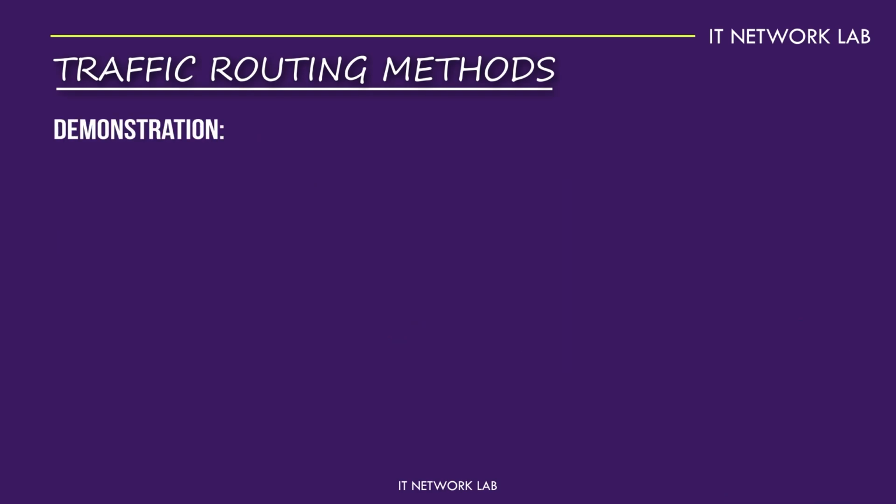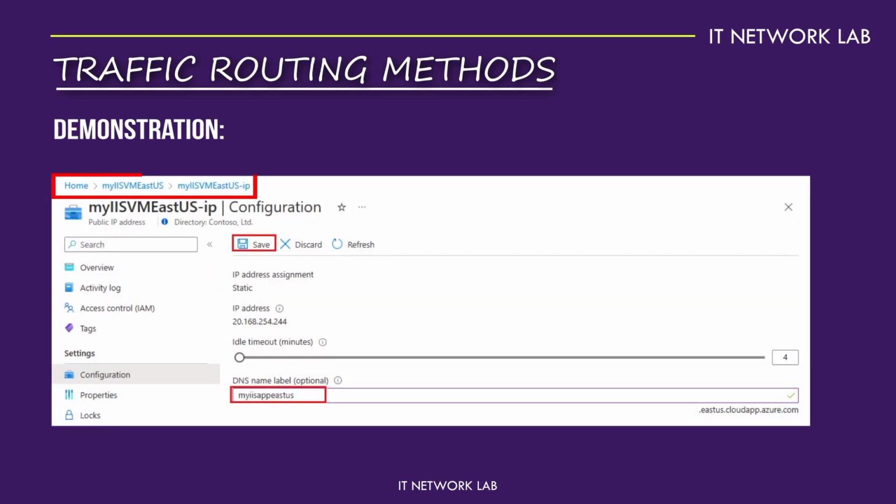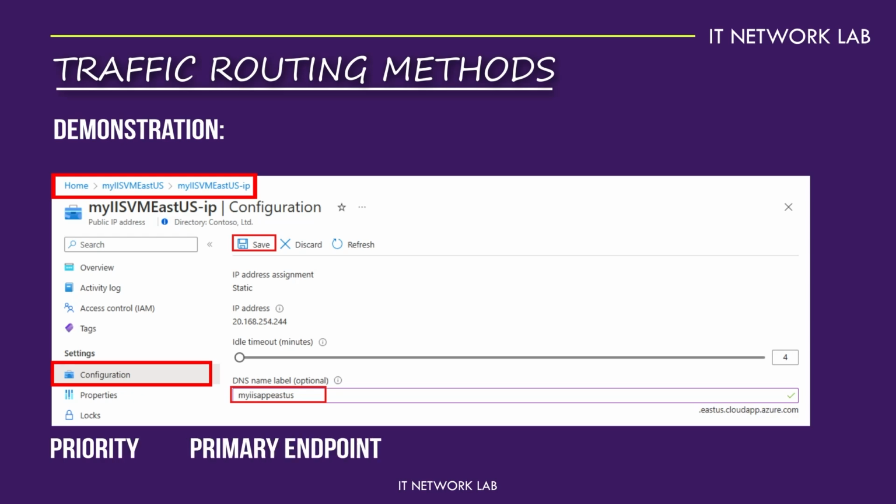Demonstration. To set up priority routing, go to the Azure portal, open your Traffic Manager profile, and select Configuration. Choose Priority as the routing method, list your primary endpoint, and add secondary endpoints. This ensures traffic is directed to the primary endpoint first and switches to secondary endpoints if needed.